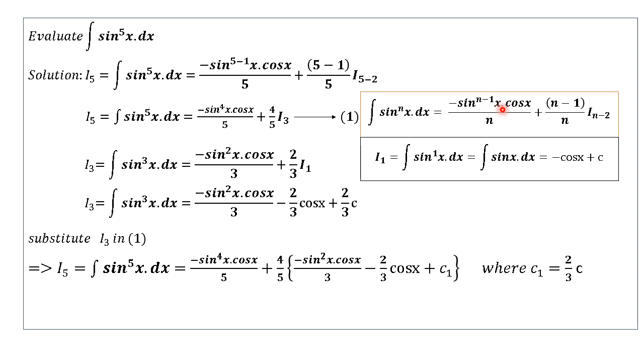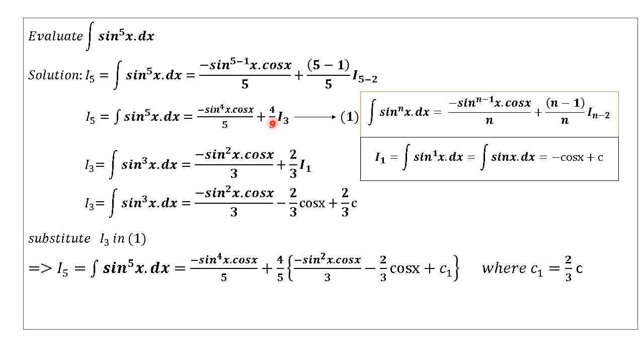Putting n is equal to 5 in this reduction formula, you will get minus sin to the power 5 minus 1 into x into cos x divided by 5 plus 5 minus 1 divided by 5 into I 5 minus 2. In the next step, minus sin to the power 4 x, 5 minus 1 is 4, cos x as it is, in the denominator 5, and 5 minus 1 is 4 divided by 5 into I 5 minus 2 is I3. Call this as equation number 1.